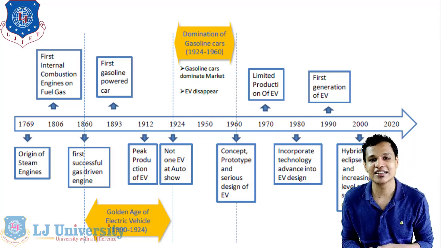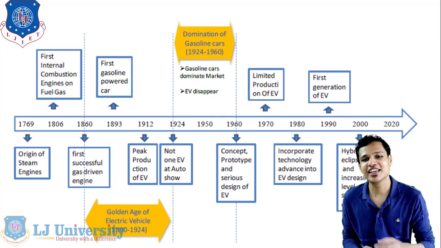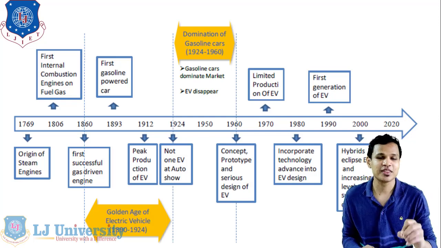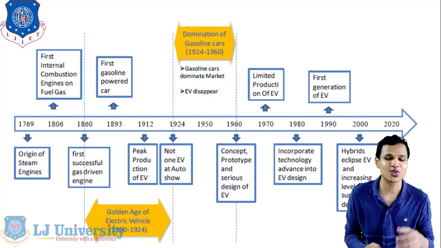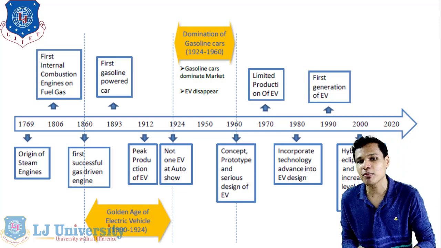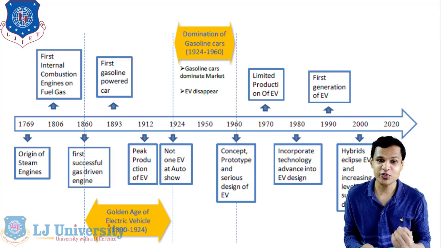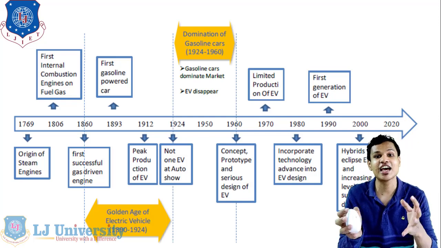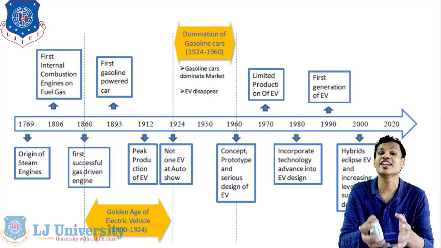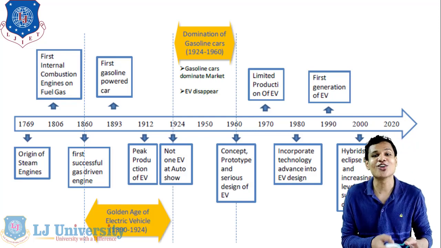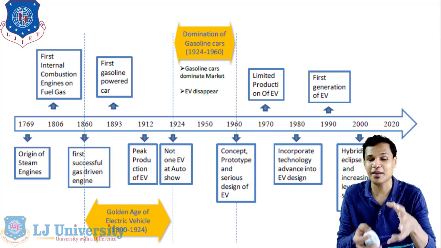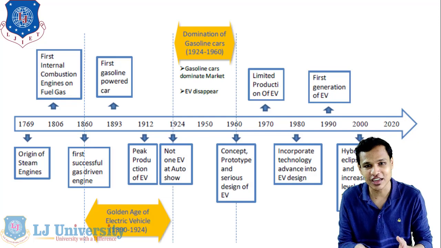Again the hybrid vehicles came, and they overcame the electric vehicles because there was still a problem of longer range with electric vehicles. If we use a hybrid, then we get the advantage of both vehicles, the petrol vehicle and also the electric vehicle. So hybrid vehicles started in 2000.